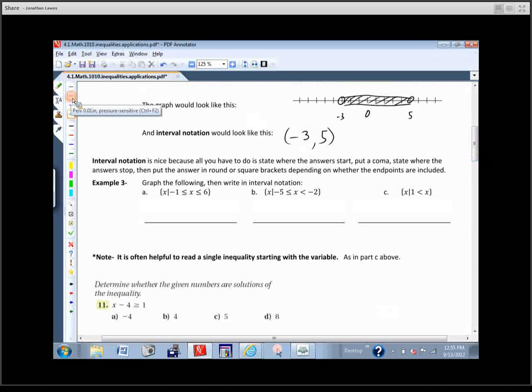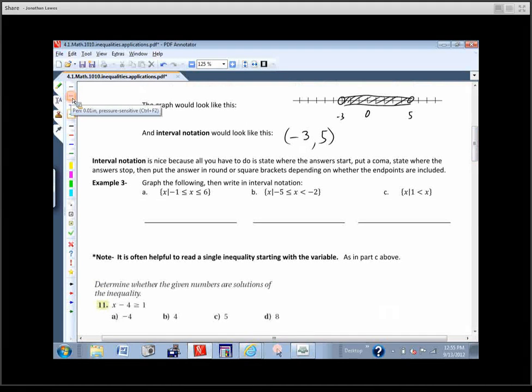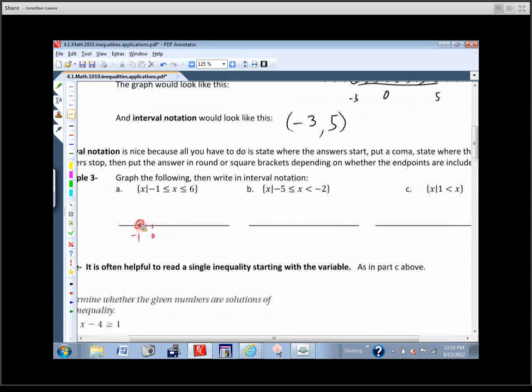On example 3, it says, graph the following, then write in interval notation. So there's nothing really to solve here. All we're going to do is just graph it and write it in interval notation. So I'm going to put a 0 here. Here's a -1. I'm going to circle it. Am I going to fill it in? I am going to fill it in on this one.